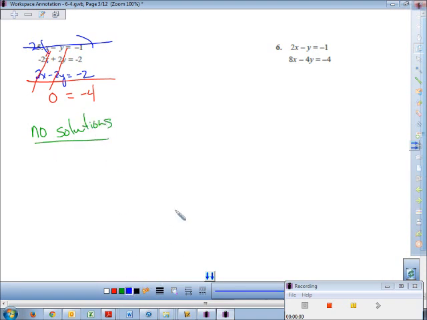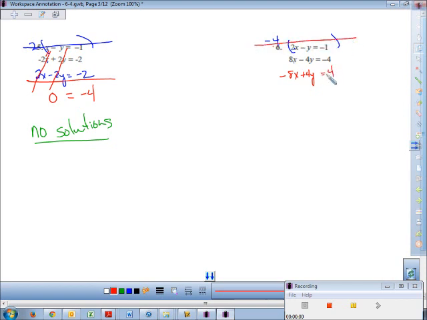Cool. Let's try number 6. Let's go ahead and cancel the x's just for fun. It doesn't matter which one you cancel. You cancel whatever you want to, but if this is an 8x, we need that to become a negative 8x. So I'll take that whole top equation times negative 4, and that will make it a negative 8x. So I'll get negative 8x, and then negative 4 times negative y is a positive 4y, and negative 4 times negative 1 is a positive 4.